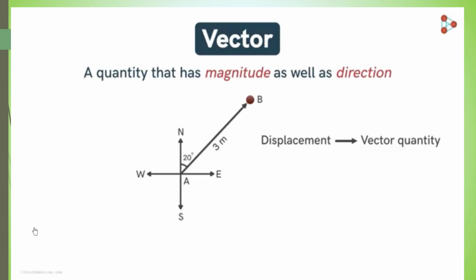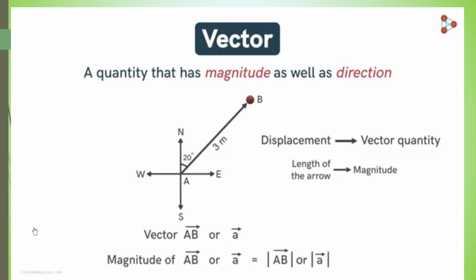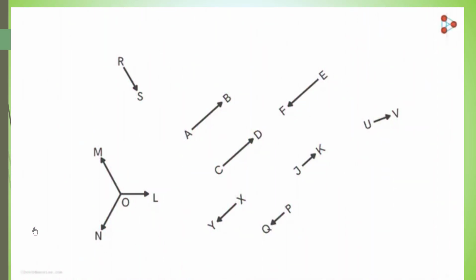So displacement is a vector quantity which is represented by an arrowhead. As we know, a vector is represented by an arrow pointing in a particular direction from A to B. A is the tail of the vector and B is the head of the vector. Vector AB could be written as AB vector or simply A. The length of the arrow tells us about its magnitude. The magnitude of AB, as we have already discussed, is represented by brackets, and the arrowhead tells us about its direction. So vector AB, or simply vector A, has magnitude as well as direction.